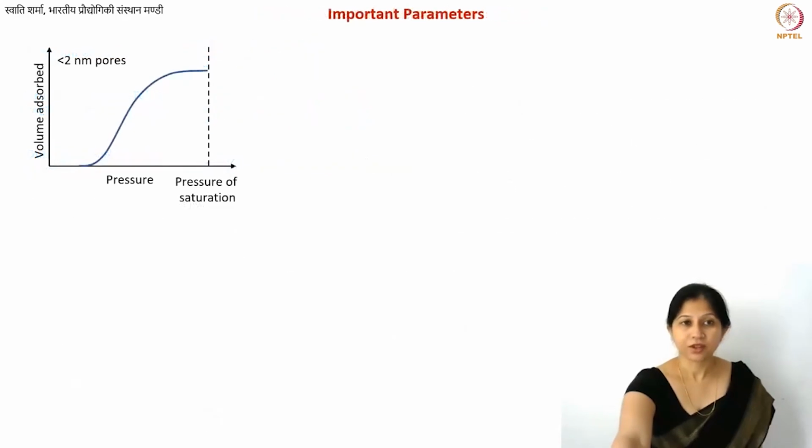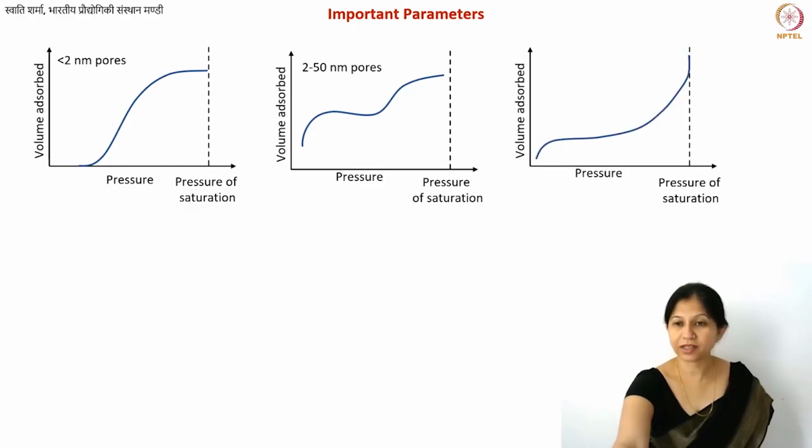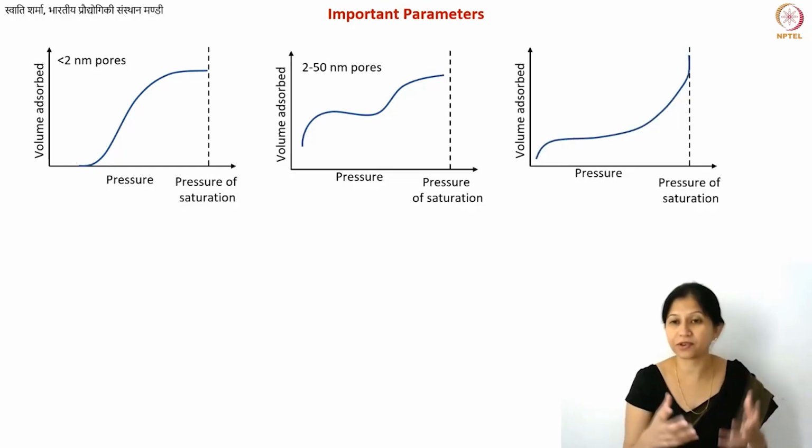Okay, so here I have shown some different shapes of the isotherms. There are many different shapes that you can observe, but these are the common ones that you will observe, especially for carbon materials.